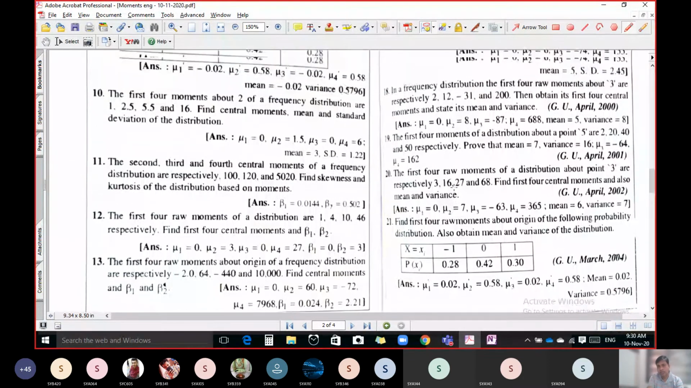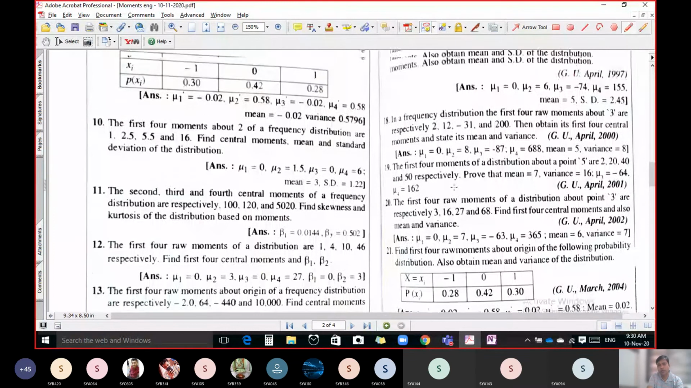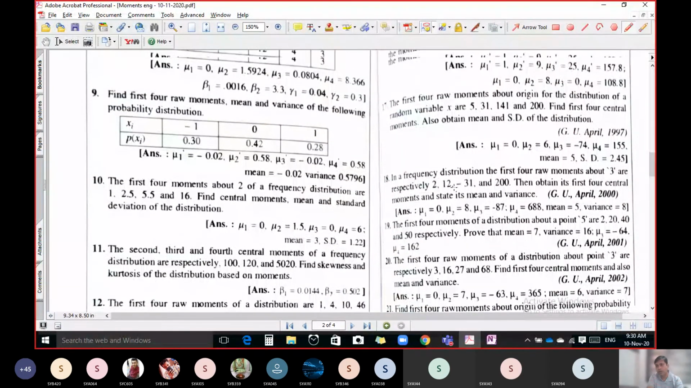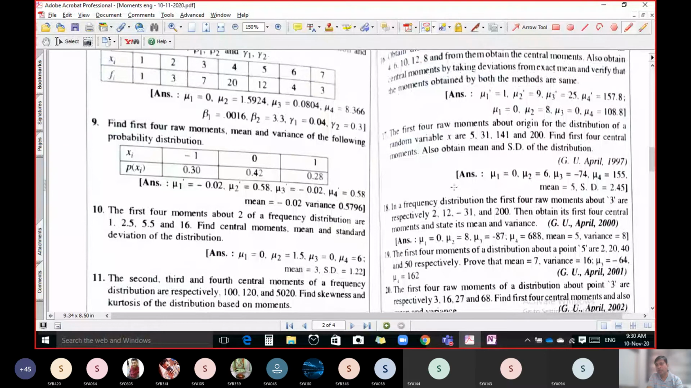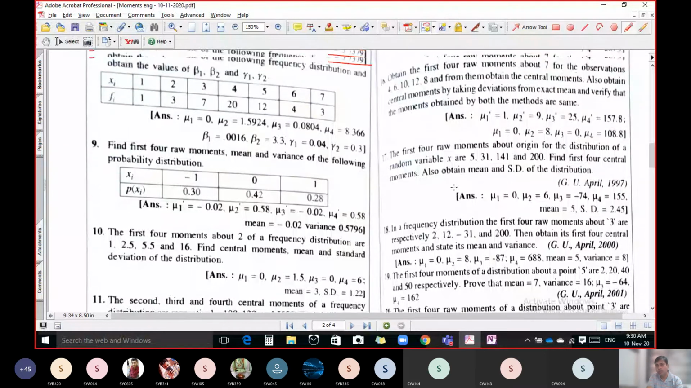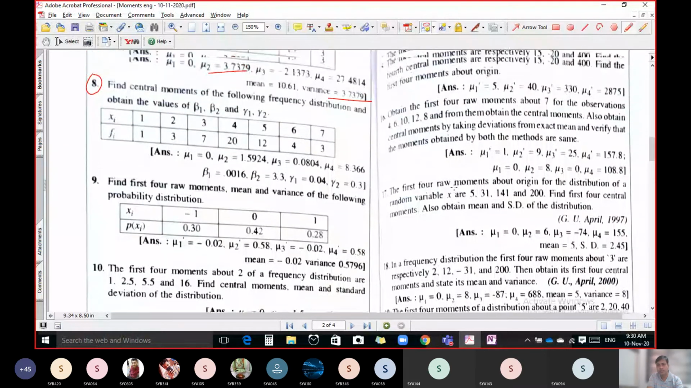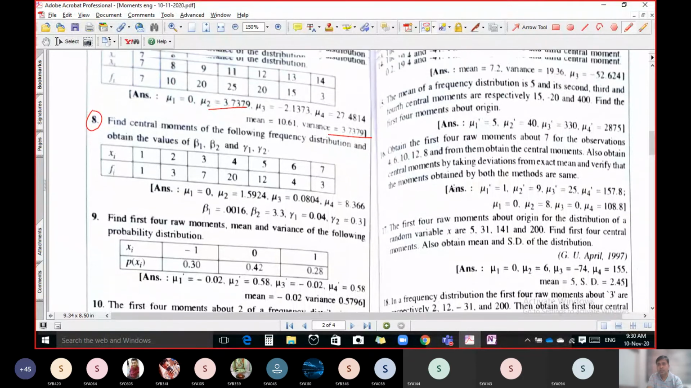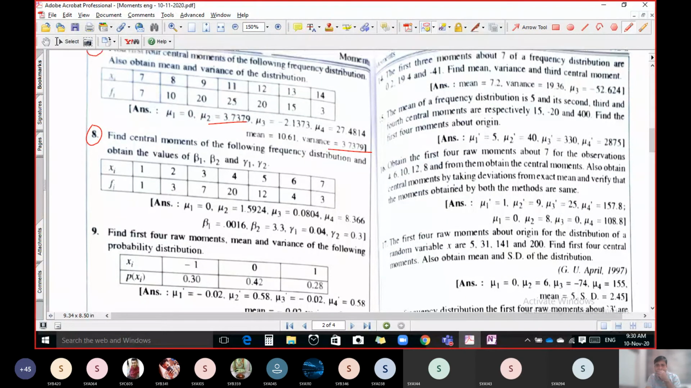Let us do the next question, number 14. We will continue for 10 minutes more to complete this chapter. I require 10 minutes more. See the next question. It is also very simple.